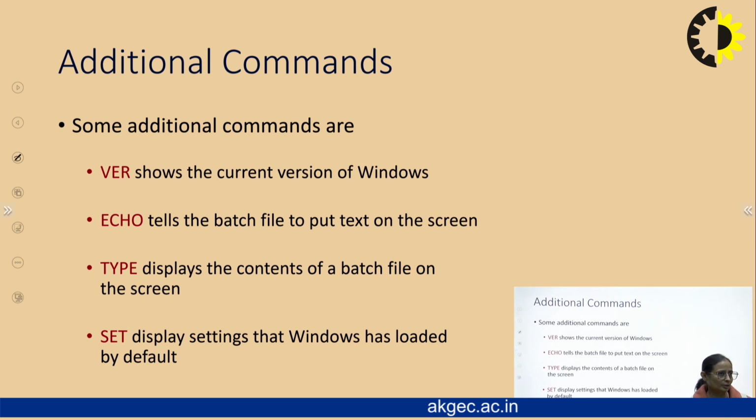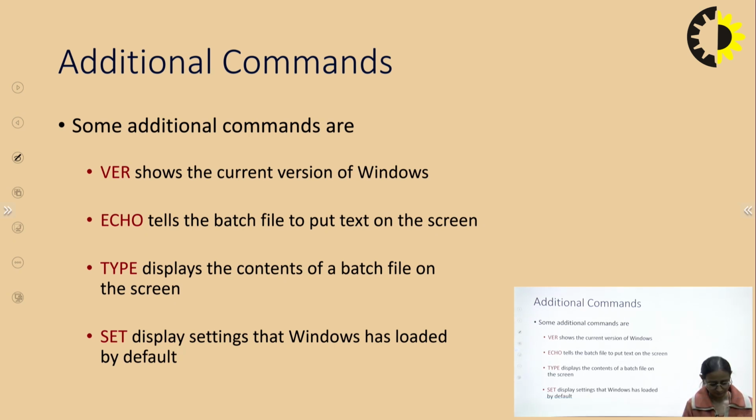These are a few additional commands. VER shows the current version of Windows. Echo tells the batch file to put text on the screen. Type displays the contents of a batch file on the screen. Set displays the settings that Windows has loaded by default.